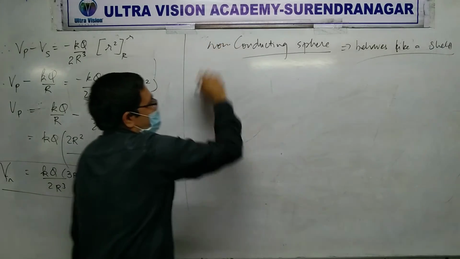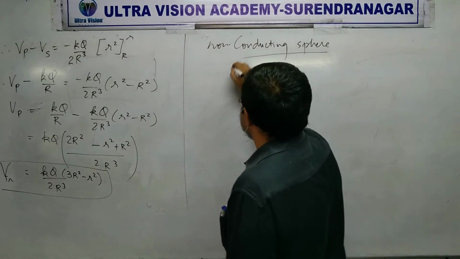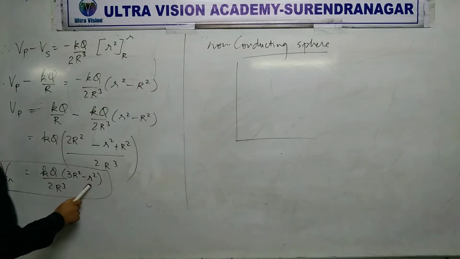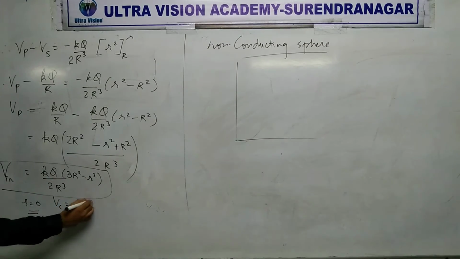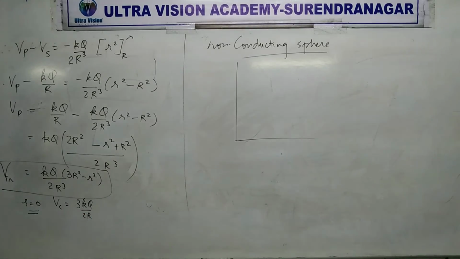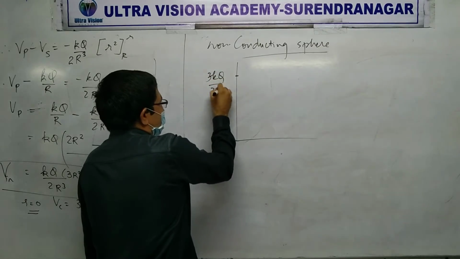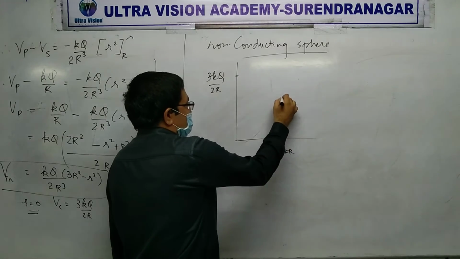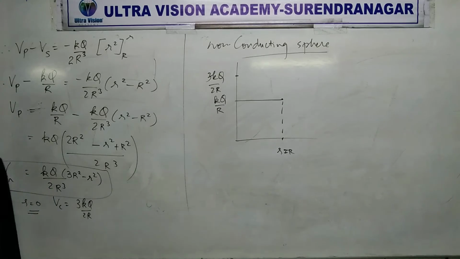Again for the non-conducting sphere, it won't behave like this. What would the graph be like? If you put small r equal to 0, means at the center, yes or no? Okay, how much would it be? 3kq by 2R. Got it? Yes. But by the time you reach the surface, at the surface, the potential will only be kq by capital R. Yes or no? Okay or not okay?